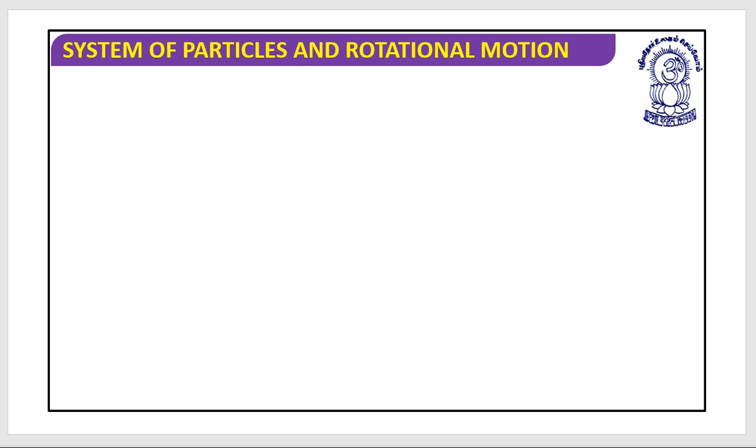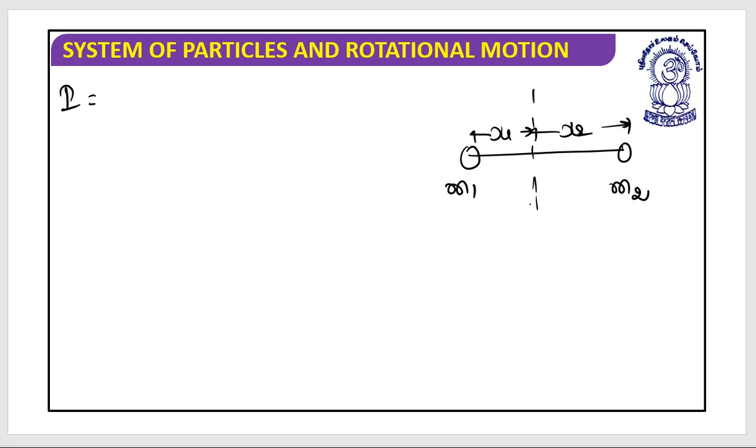Now the situation is something like this. This was m1, this was m2. This is the axis through which it is going to rotate. This is x1 and this is x2. So I should equal m1 x1 square plus m2 x2 square. Now just put in the values and get the answer. I hope this is clear.